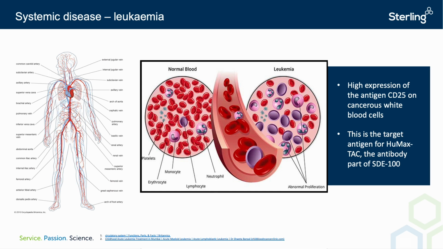The image in the center of the slide shows the variety of different blood cells within the circulatory system, including erythrocytes, the red blood cells, and monocytes, lymphocytes, and neutrophils, the white blood cells. When a patient develops leukemia, there is a large increase in cancerous white blood cells within the blood vessels. These cancerous white blood cells have a high level of expression of the antigen CD25, or interleukin-2 receptor alpha. There is a much higher level of CD25 expression in cancerous cells compared to normal cells. In particular, overexpression of CD25 on regulatory and activated T cells is associated with acute myeloid leukemia, as well as both Hodgkin and non-Hodgkin lymphoma.